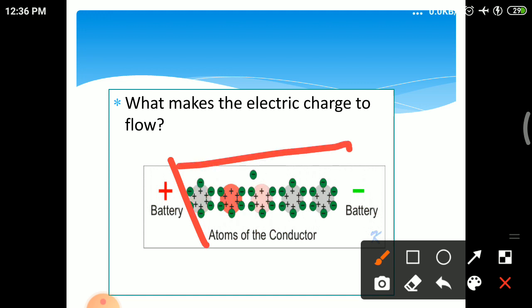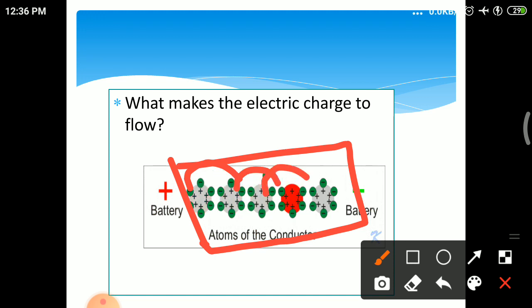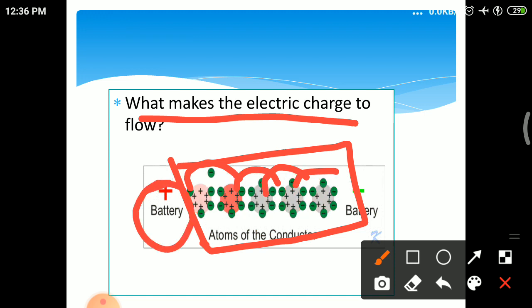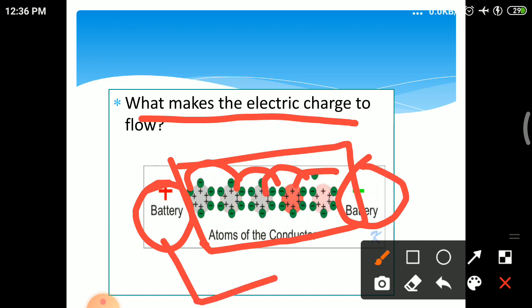This is a conductor. In this conductor, the electrons move from one atom to another atom. So what makes the electric charge flow? Here I connected the battery. The battery makes the electrons flow from one atom to another atom.